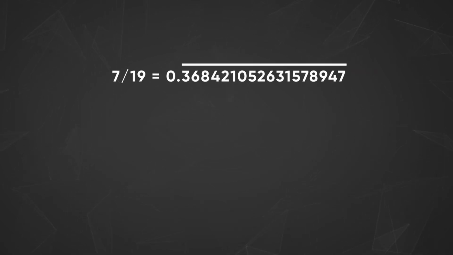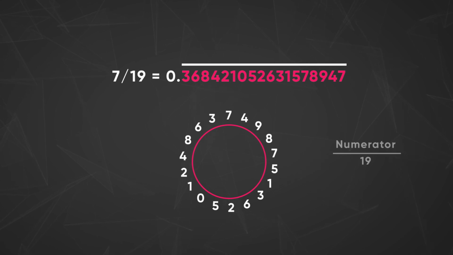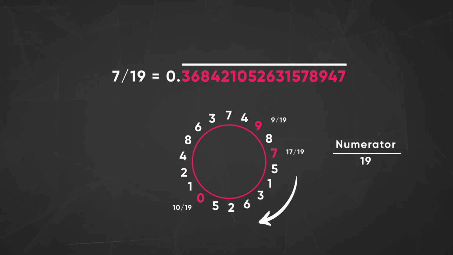For fractions between 0 and 1 with denominator 19, there are 18 possibilities for the numerator. Corresponding to each of these possibilities, there is a unique starting point on the circle. The expansion of 7 by 19 has 18 digits after the decimal.